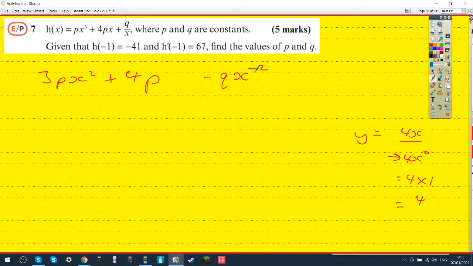And it was minus qx and a minus 2, is that right? Yeah. Okay. What is next? And then do we substitute minus 1 in for x? Yep. So it'd be 3p multiplied by minus 1 squared plus 4p minus q multiplied by minus 1 to the minus 2.